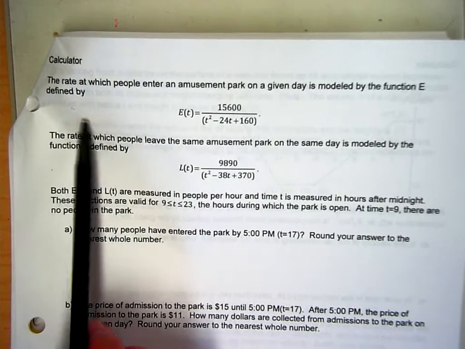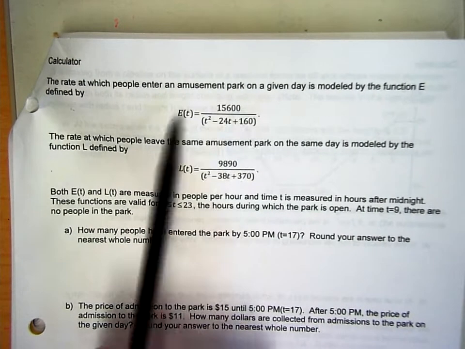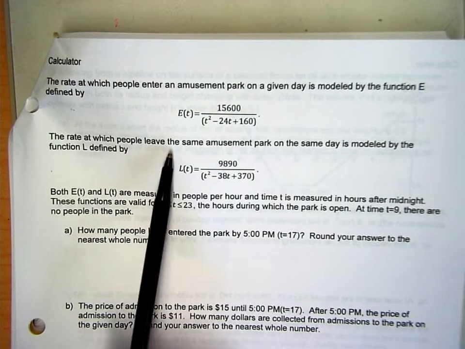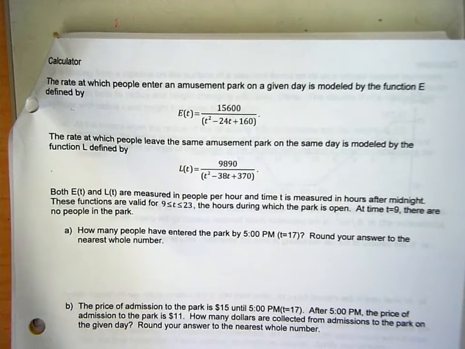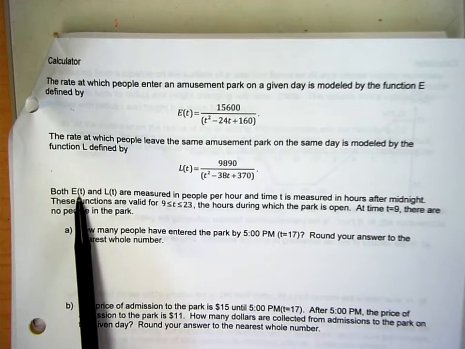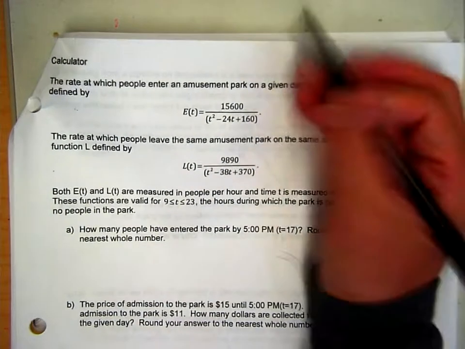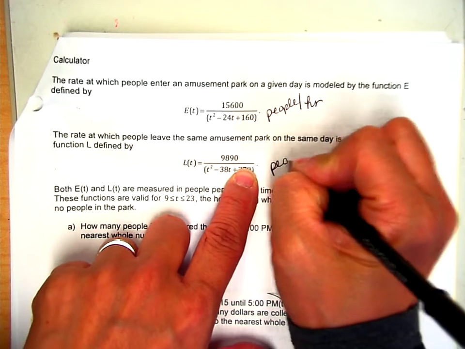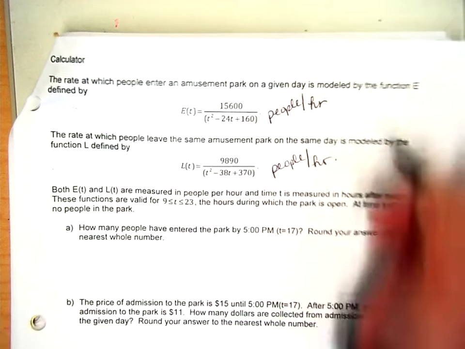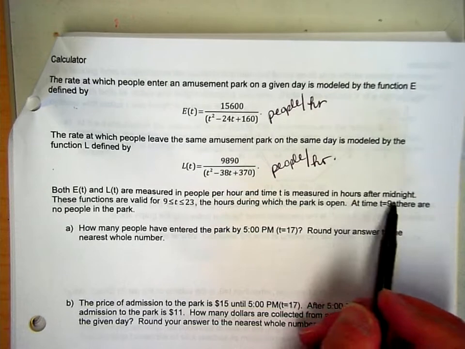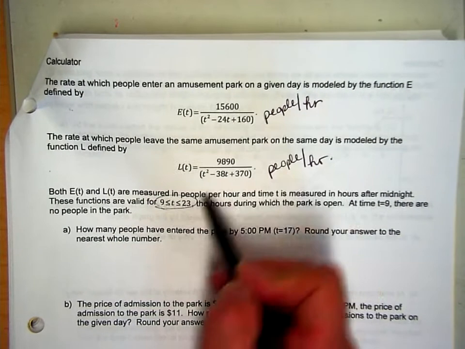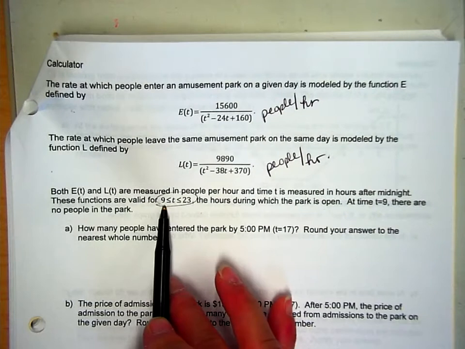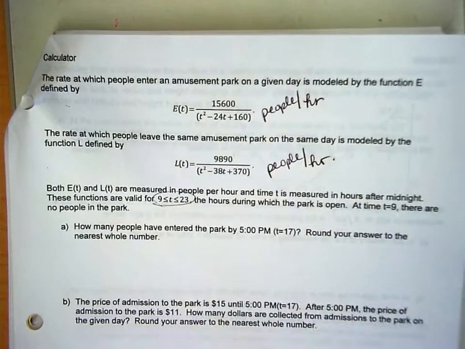It says the rate at which people enter an amusement park is given by this equation, E of t. The rate at which people leave the amusement park is given by this equation, L of t. Both E of t and L of t are measured in people per hour. So the units on this is people per hour, and the units on this is also people per hour. t is measured in hours after midnight, and these equations are only valid from 9 to 23. At time t equals 9, there's no people in the park to start with when the park opens.